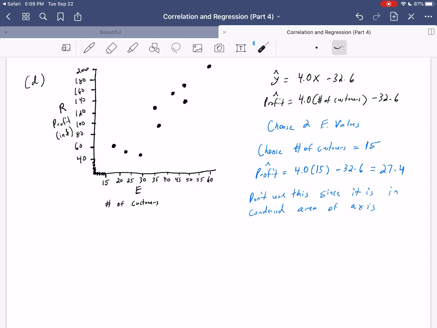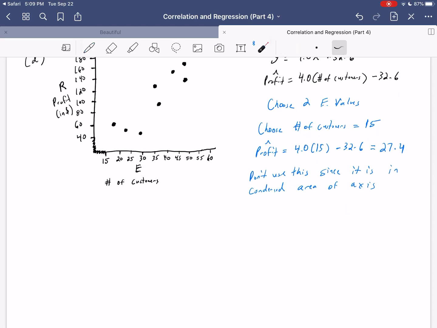That's okay. We don't really want to use that, because with 27.4 we might say, well, shouldn't it be somewhere really close to 40? But we don't have an appropriate scale because, again, that whole section has been condensed. So we're not going to use that one. Let's choose something else. Let's go just a little bit over. If 15 didn't work, maybe let's just try 20. So let's choose number of customers equal to 20 instead.